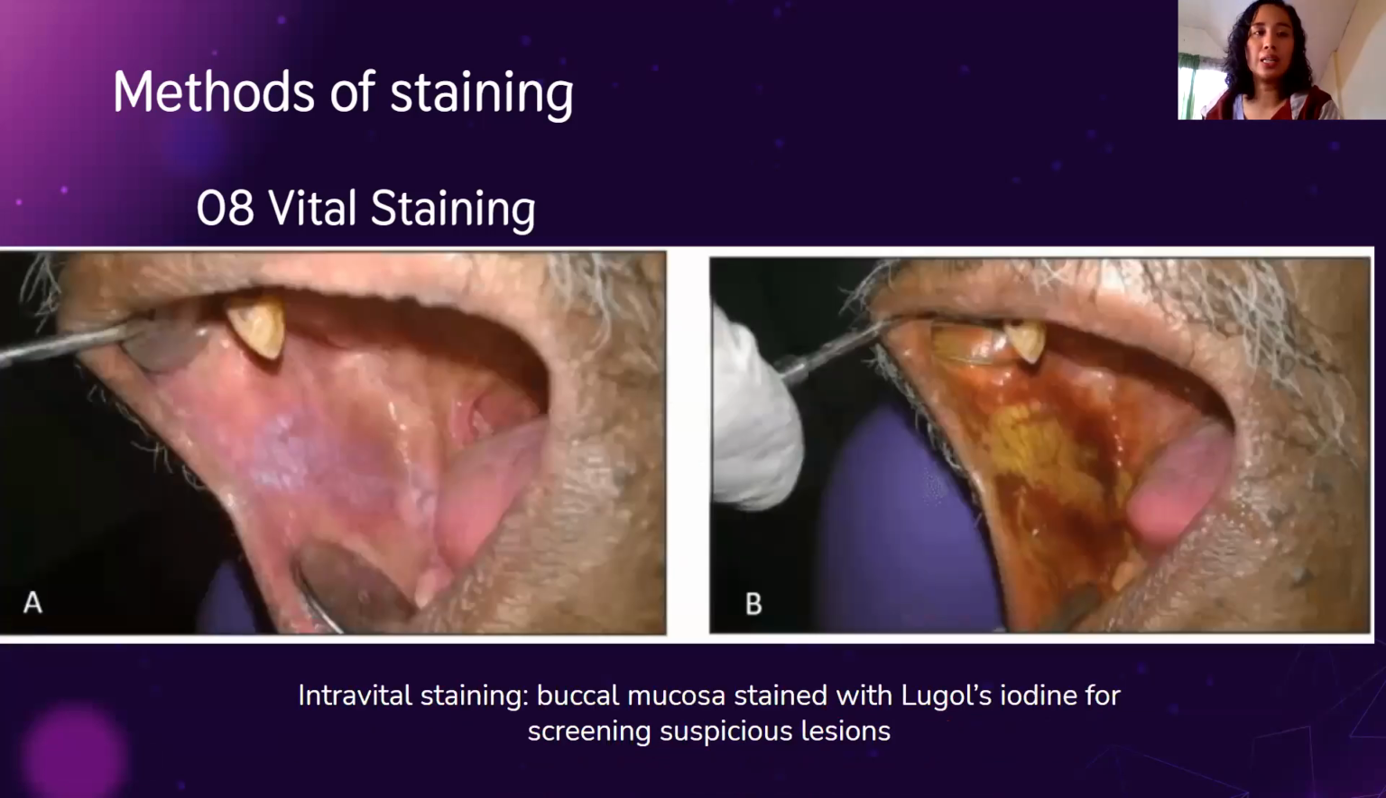Here naman, guys, this is without staining it. And here, they added Lugol's iodine. So apparently, here, guys, yung white part, it was not stained with Lugol's iodine. For screening suspicious lesions in the buccal mucosa.